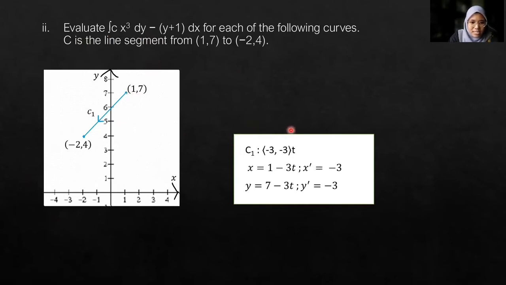And then for the vector function, we must do terminal minus initial, which is negative 2 minus 1, we get negative 3. 4 minus 7, we get negative 3. For the parametric equation, for both x and y, the first value is the initial value, which is 1 and 7. And the second value for both parametric equations is the vector function, which is negative 3t for x and negative 3t for y. x prime, we get negative 3, and y prime, we get negative 3.